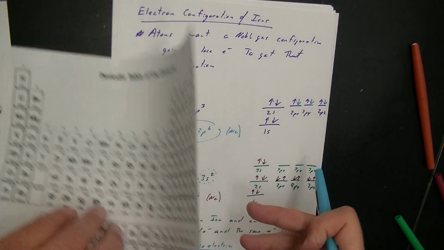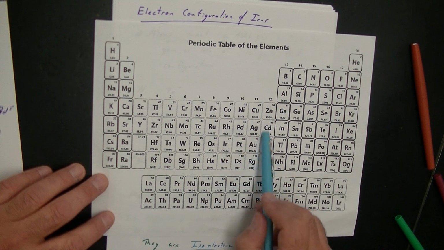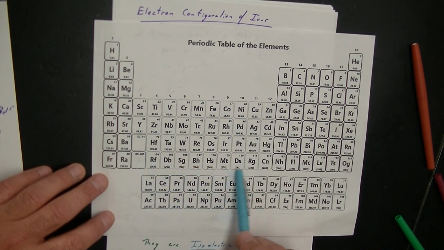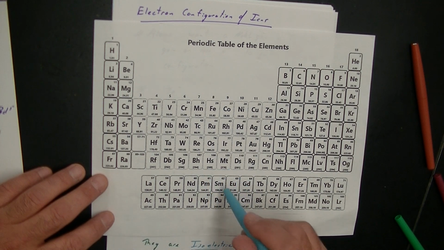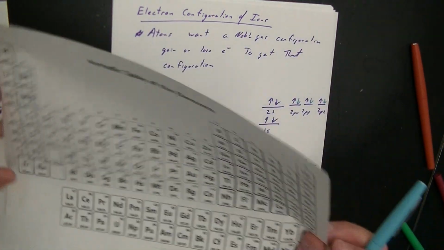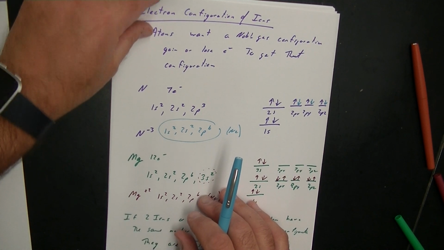Now, the transition elements are a little bit different. When we're talking about transition elements, we're talking about the d group, so we're talking about filling d orbitals. And they do something a little bit different. So let's go ahead and talk about transition metal ions.